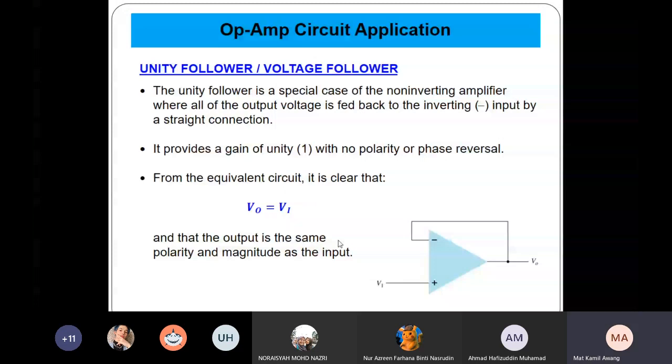So if you are given circuits with connections of different amplifiers, you should recognize this configuration: what is the gain, and how to calculate the gain and all those kinds of things. So this is called a unity follower or voltage follower. Any question on this?